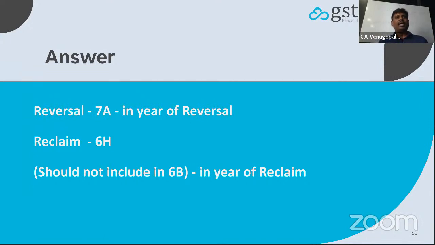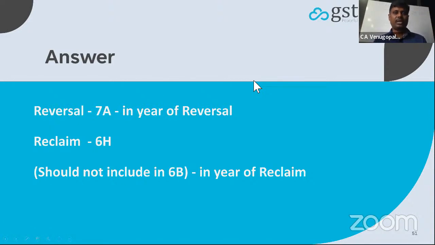If it is reversed, ideally the reversal should be in 7A. I have told you certain reversals you can net off with table 6, but this reversal you cannot net off with table 6. Report it in 6B, report it in 7A, and the net input tax credit is matched.